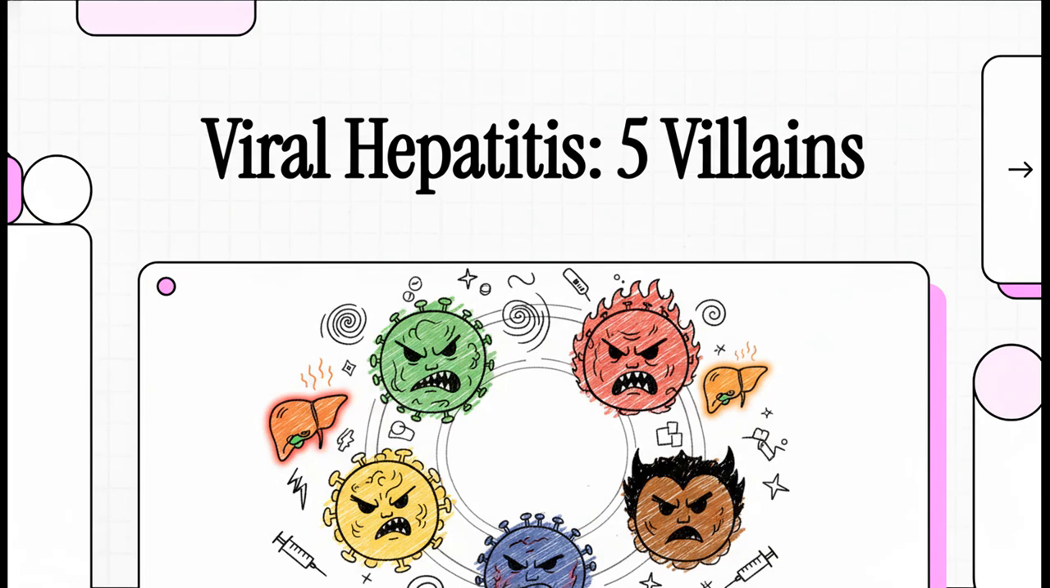Hey everyone! So today, we're going to tackle a topic that is absolutely crucial if you're a health sciences student, viral hepatitis. We're going to meet the 5 main villains in this story. That's A, B, C, D, and E. And I'm going to show you a super simple framework that will make remembering them for your exams incredibly easy. So let's just dive right in.